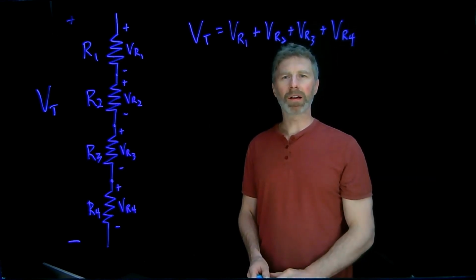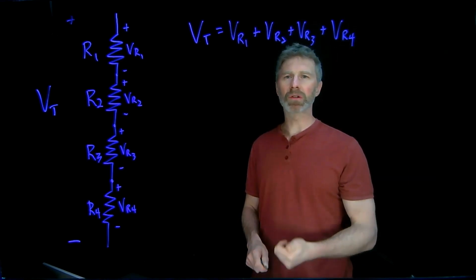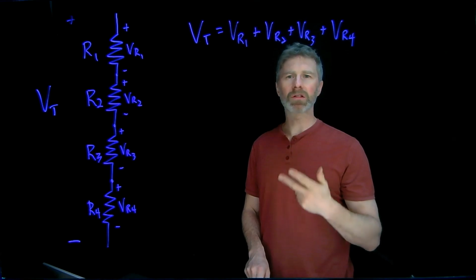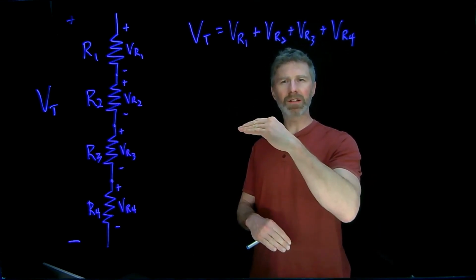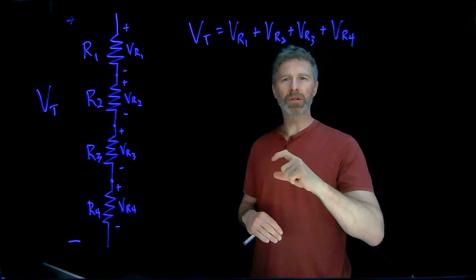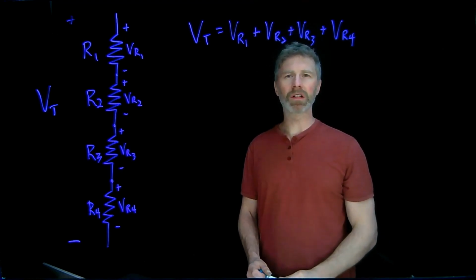And this rule applies to all types of devices. It could be voltage sources, it could be diodes, it could be capacitors, it could be inductors. The voltage across the entire set of those devices that are in series is equal to the sum of the voltages across each one of the individual devices.